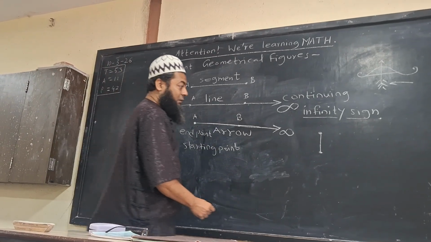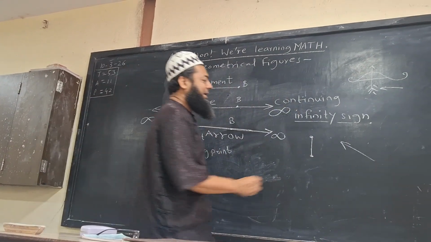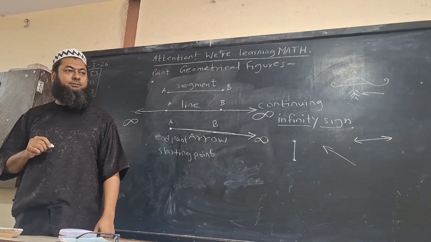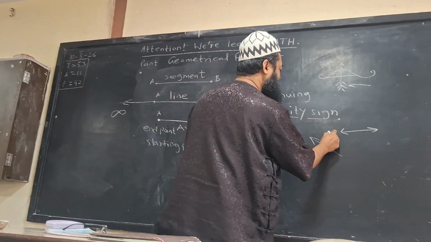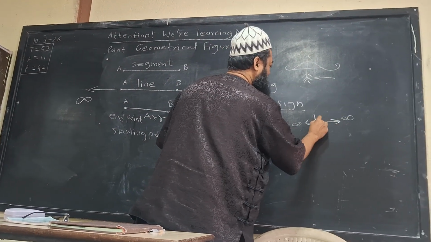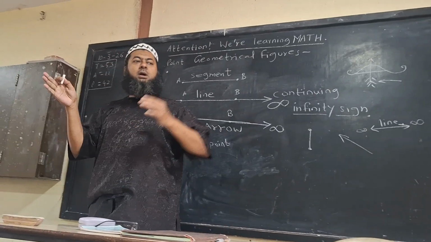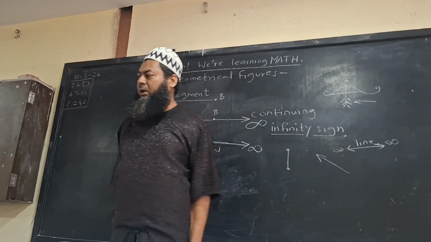Okay, what is this? Arrow. And what is this? Okay, so you got it. No. Infinity means it's going infinitely here, infinitely there, but it is called a line. It has two arrows at both sides, both directions.